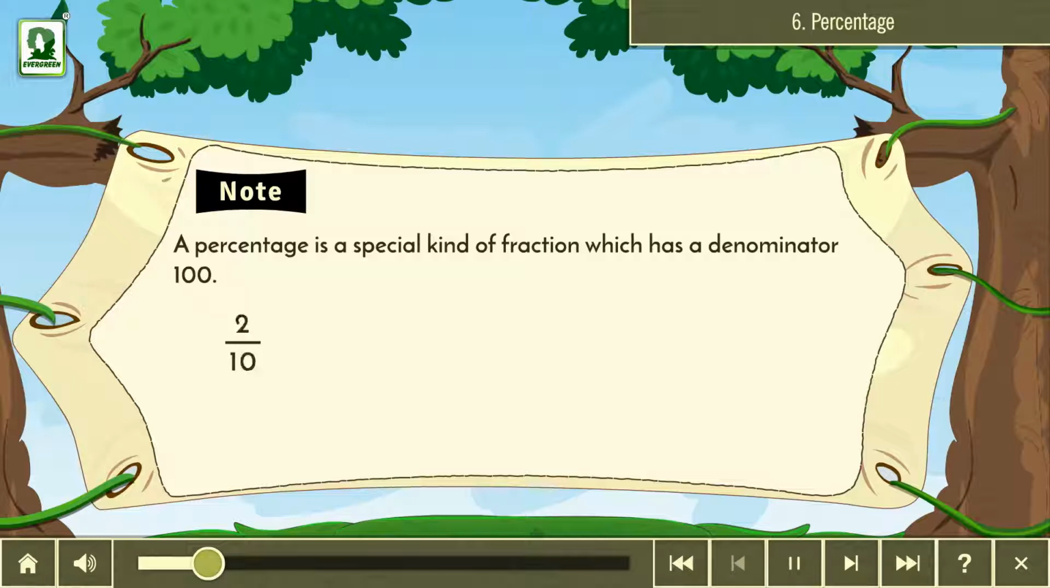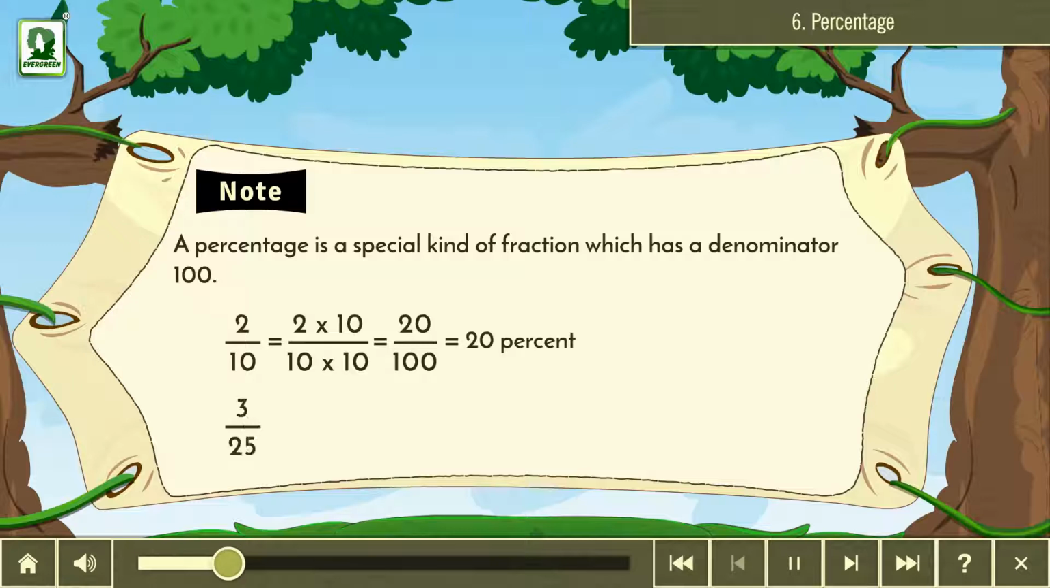2 by 10 is equal to 2 multiplied by 10 over 10 multiplied by 10 is equal to 20 by 100 is equal to 20%. 3 by 25 is equal to 3 multiplied by 4 over 25 multiplied by 4 is equal to 12 by 100 is equal to 12%.